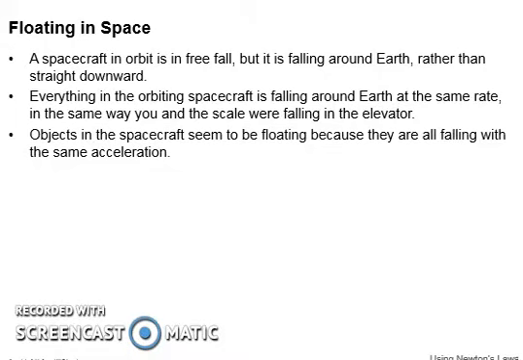So, just for an example, a spacecraft in orbit is in free fall, but it is falling around Earth rather than straight downward. Everything in the orbiting spacecraft is falling around Earth at the same rate. In the same way, you and the scale were falling in the elevator. Objects in the spacecraft seem to be floating because they are all falling with the same acceleration.